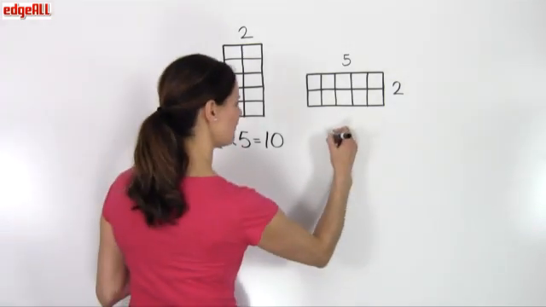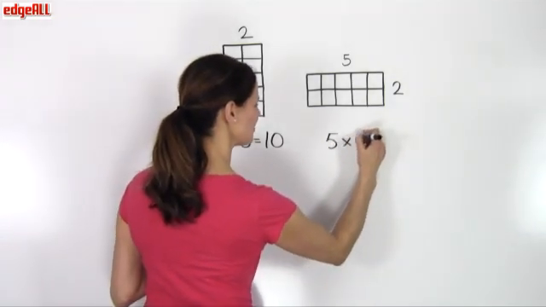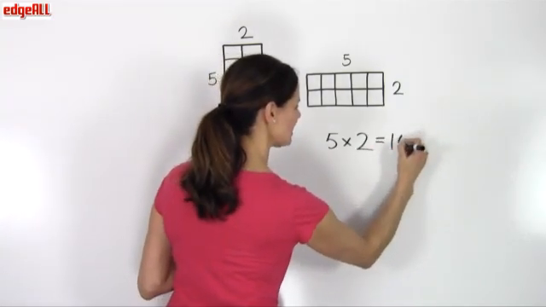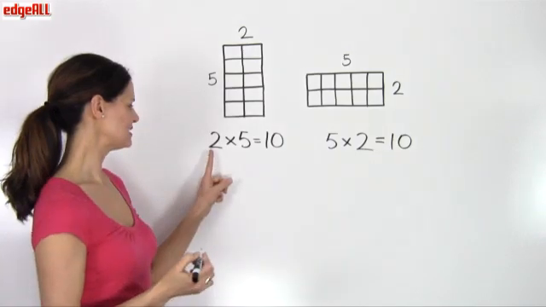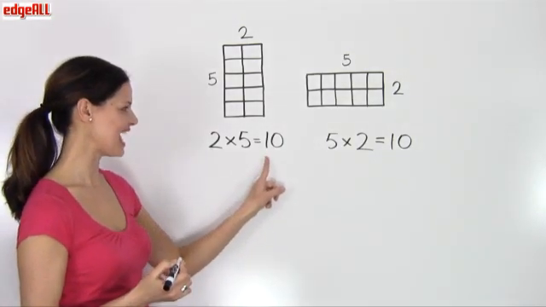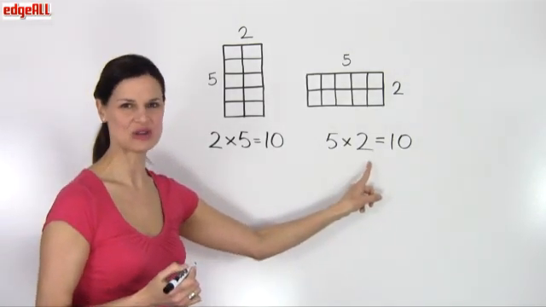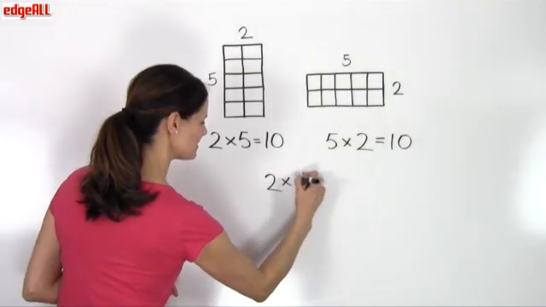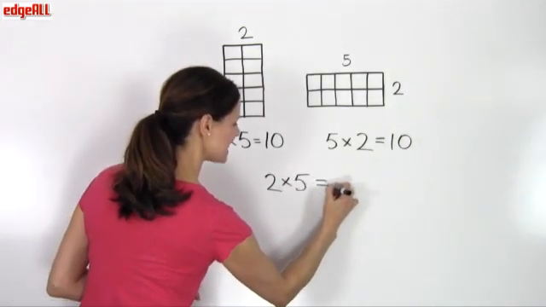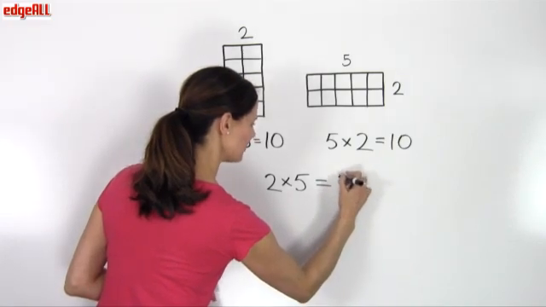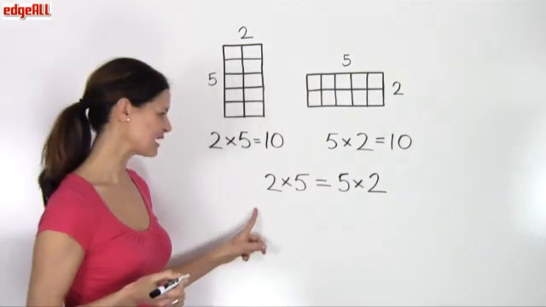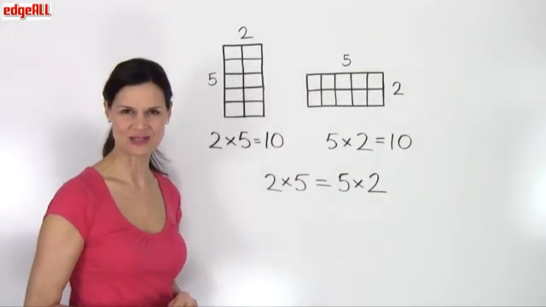And a 5 by 2 rectangle, or 5 times 2, also equals 10. So 2 times 5 equals 10, and 5 times 2 equals 10. So we can say that 2 times 5 is the same as, or is equal to, 5 times 2. And that's the commutative property of multiplication.